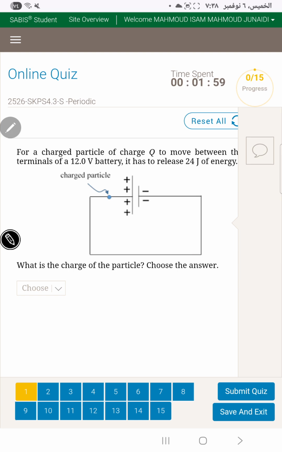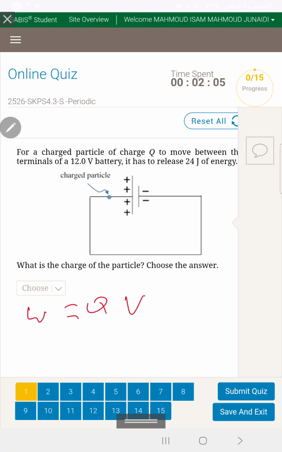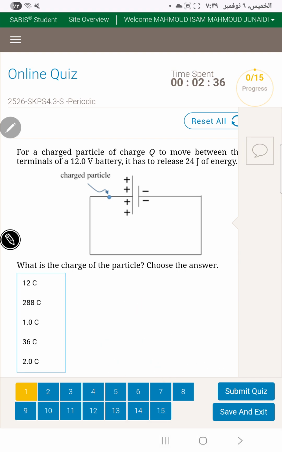Choose the answer. So here you have to use the formula W equal QV. Write it in your notebook because this formula is very important. You're going to use it through the whole test. So W is 24, that's the energy, equal to Q, the quantity of charge, times the voltage. We don't know the charge, so the quantity of charge will be 24 divided by 12, and that will be 2 coulomb. So here you have to choose 2 coulomb from the list.